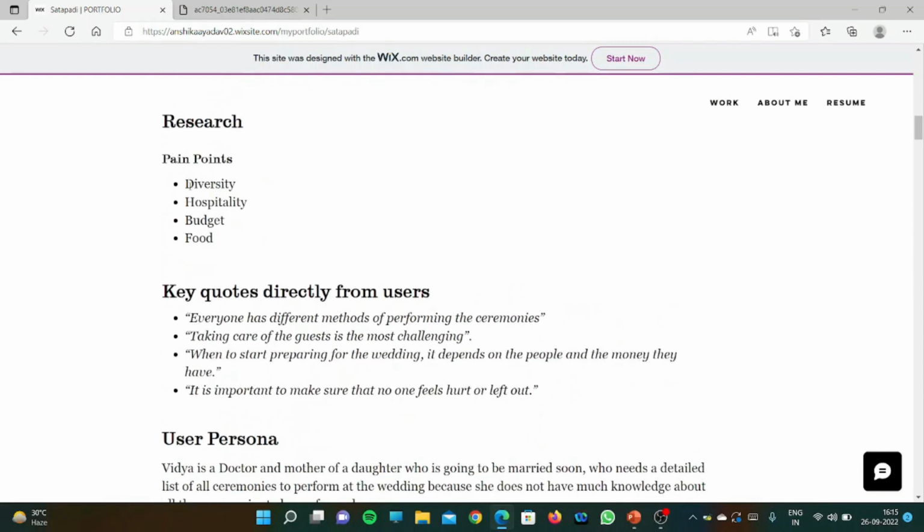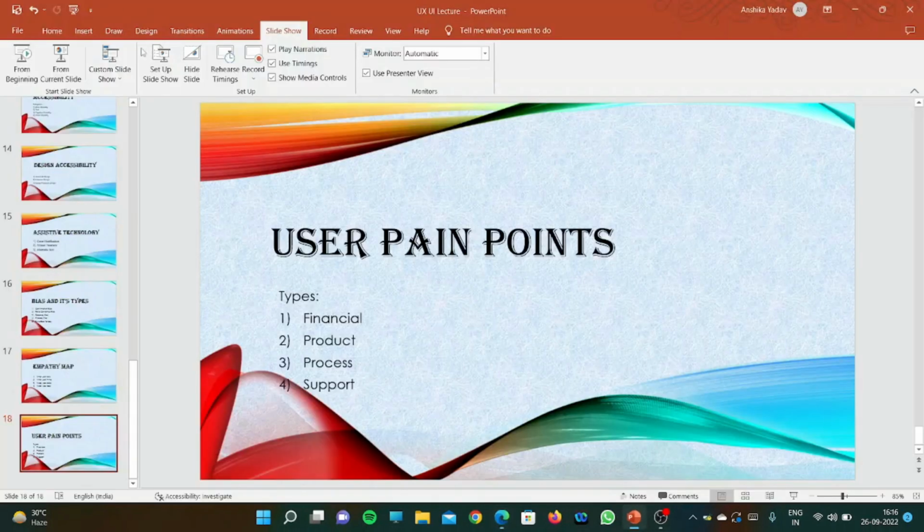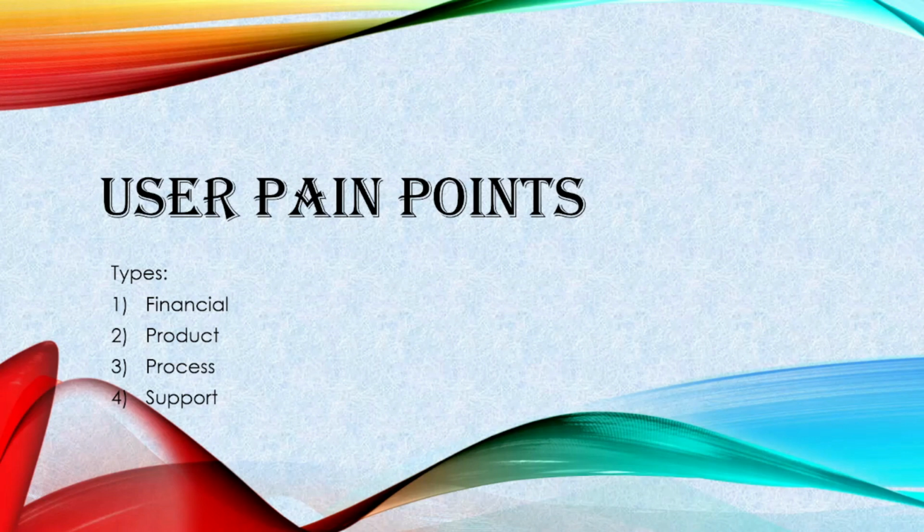So after researching users, these were the pain points, right? Diversity is one, because when a wedding is conducted, there are so many different ceremonies. You go to a different part of the country and you'll find one more ceremony. That's what diversity means. Other pain points were budget, food, and hospitality. You need to be hospitable to your guests, right? So this is how you identify what problems the user is facing, and that's what a pain point is.